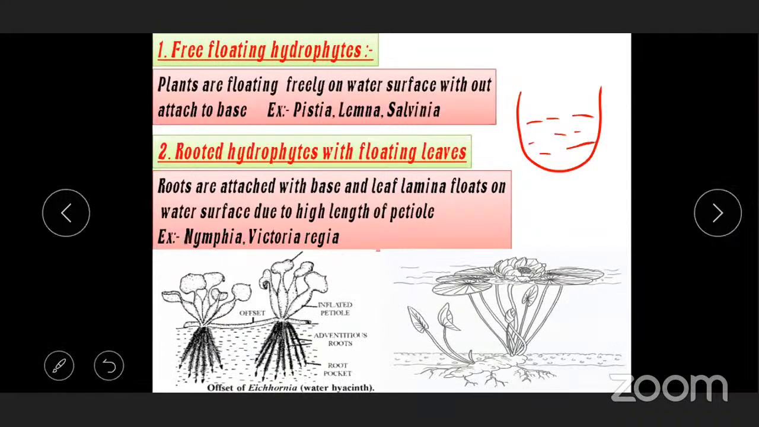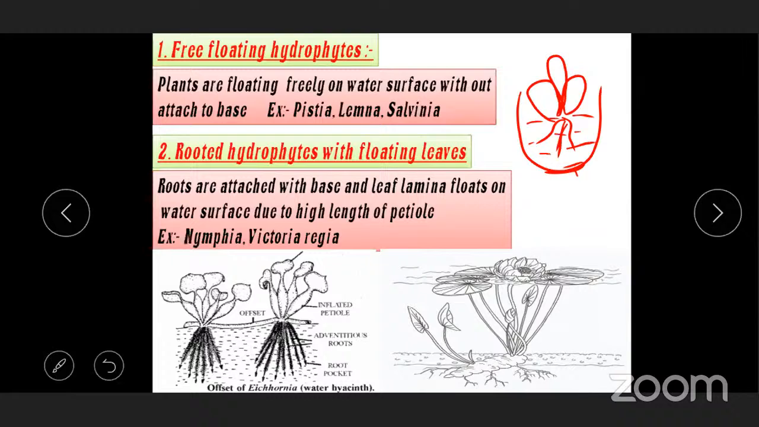In this water, the plants grow on the water surface freely, but the roots are not attaching with the base, that means the substratum. The roots are not attaching with the substratum, or base, or soil in the pond or in the water.